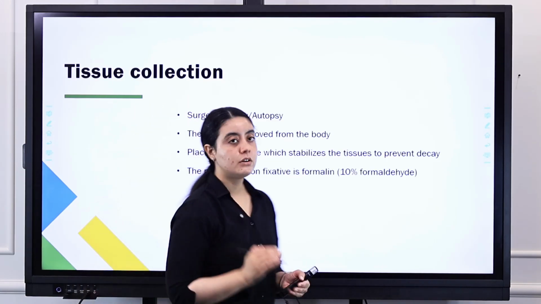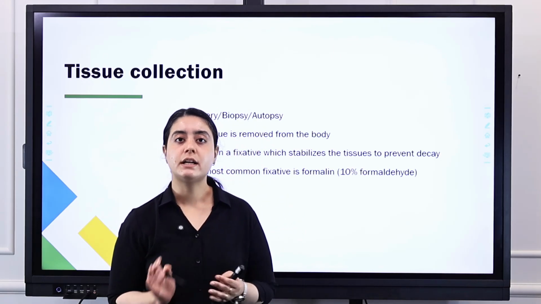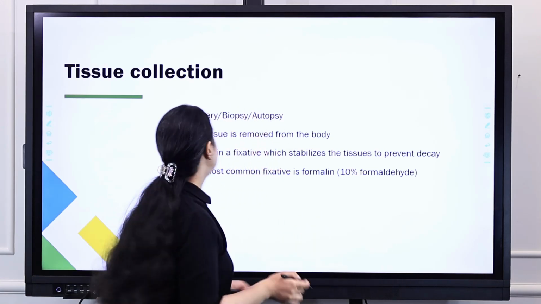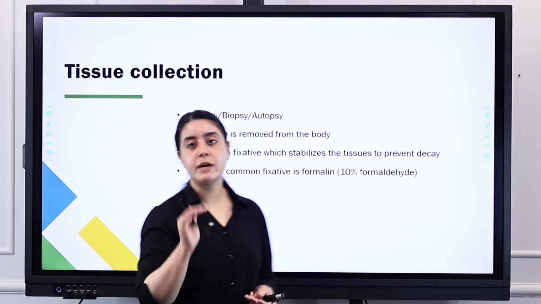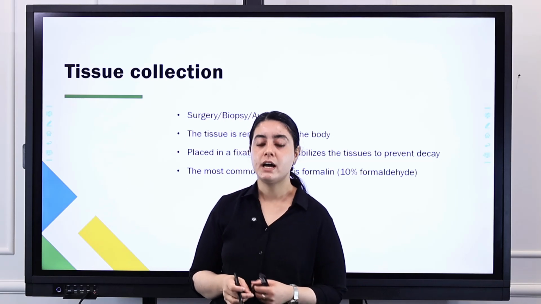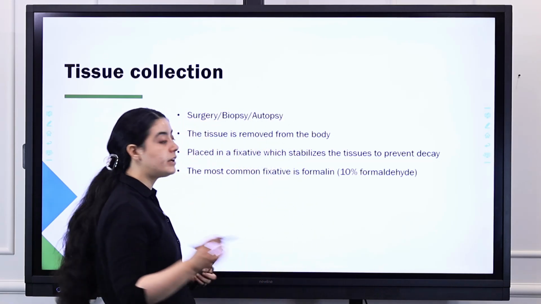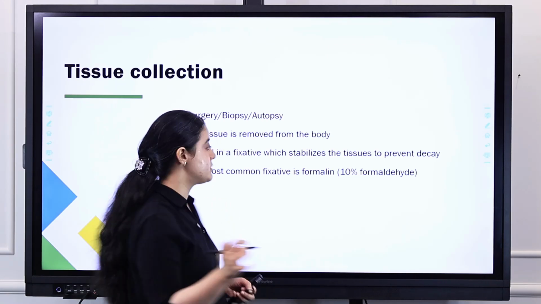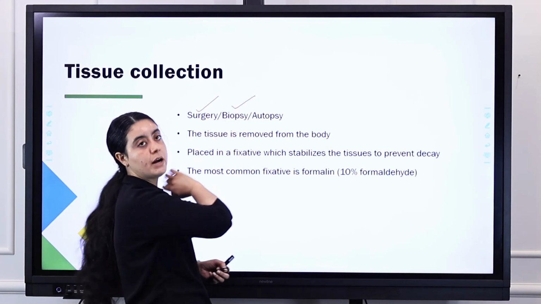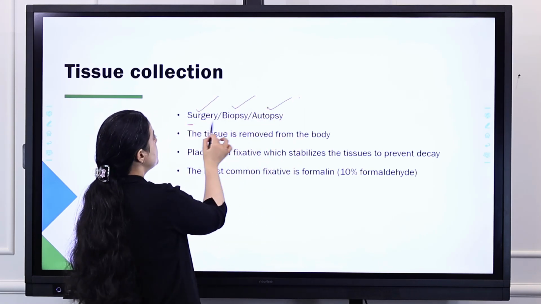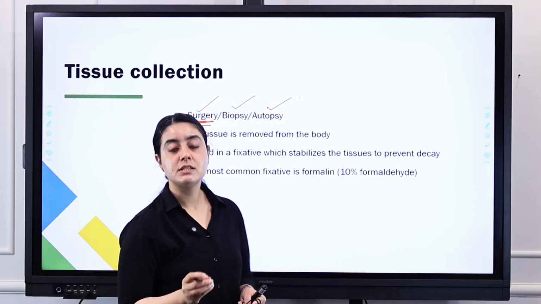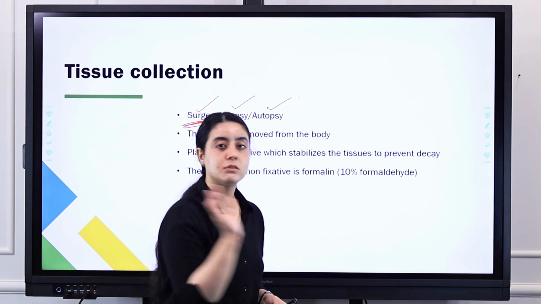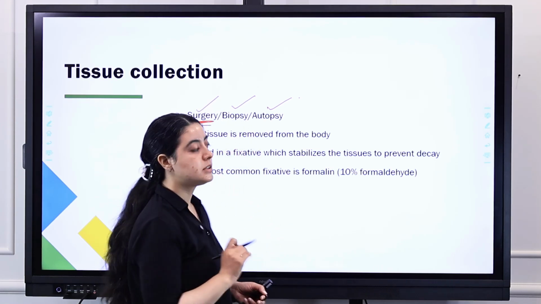Now, tissue collection. Let's go step by step. First you have to collect the tissue in the histopathology lab, and after that only you can go through all the procedures. So how many types of tissue collection are there in the histopathology lab? As I've already told you in the previous lectures, we receive samples in the histopathology lab in three forms: first is surgery, second is biopsy, and third is autopsy. During surgery, when the surgeon cuts pieces of some kind of tumor or some kind of deformity and sends it to the histopathology lab for further diagnosis, this is the surgery sample.